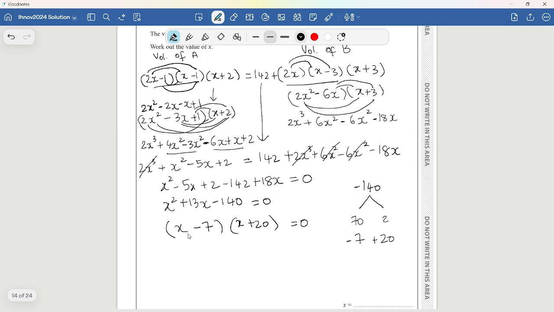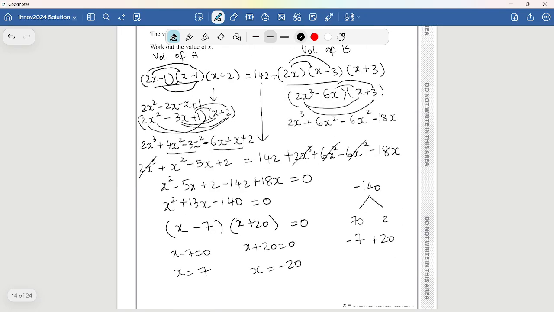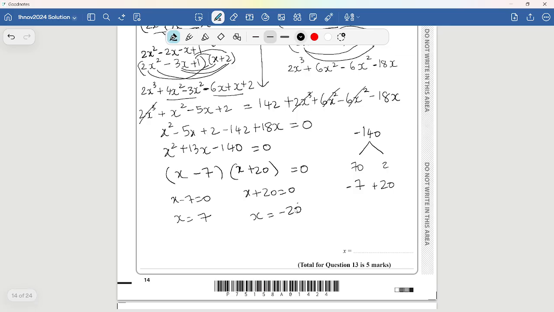That means either x minus 7 is 0 or x plus 20 is 0. So if I take them individually, if x minus 7 is 0, then the value of x is positive 7. Or if x plus 20 is 0, then the value of x is negative 20. Now we have this constraint here that we are talking about cuboids and the lengths and the dimensions. So we avoid taking the negative value here. So the only answer we get is the value of x is 7 here.